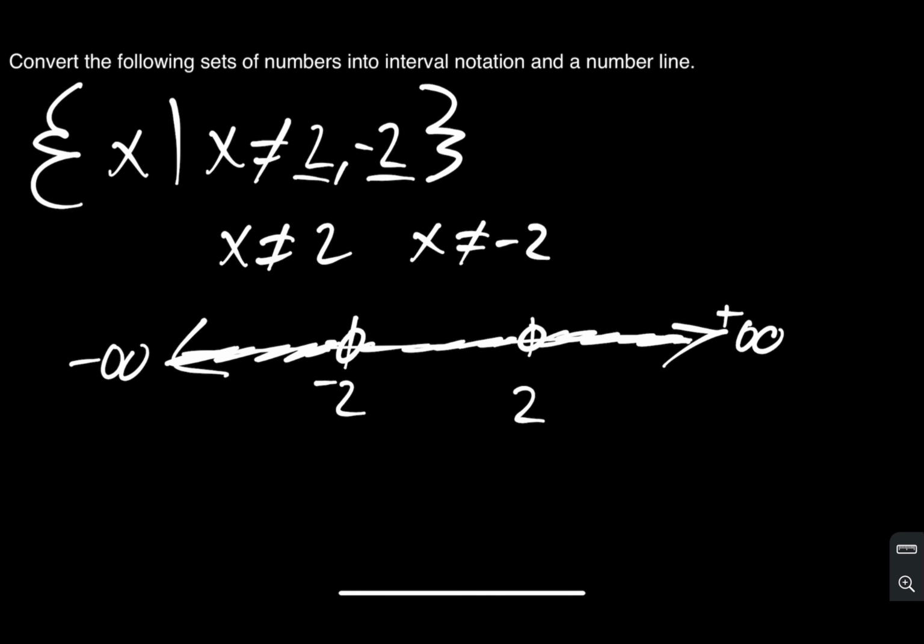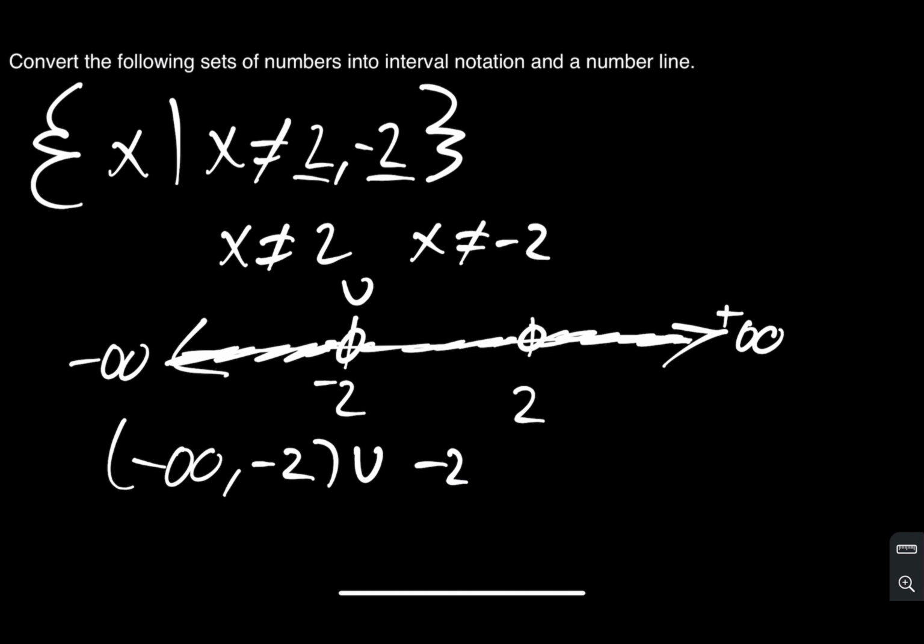So we're going to start off from the left. We have negative infinity, comma, negative 2. Infinities always have parentheses, and at negative 2 it has a hollow point, so we use a parentheses there. We have a gap at negative 2, so we need to use the union symbol.